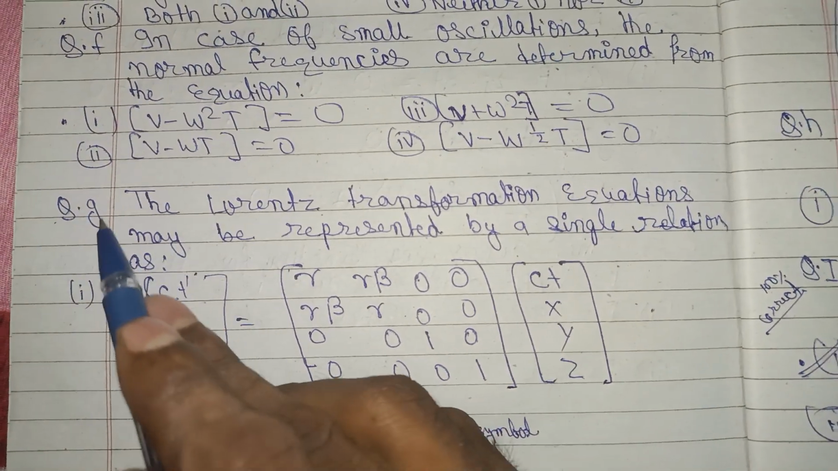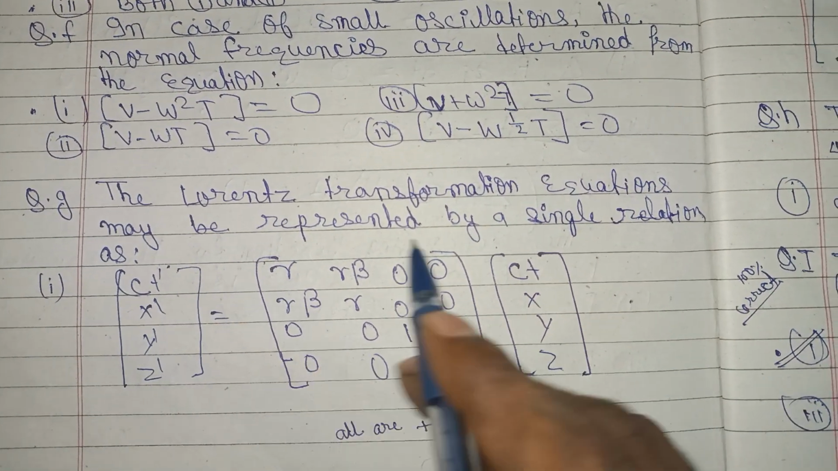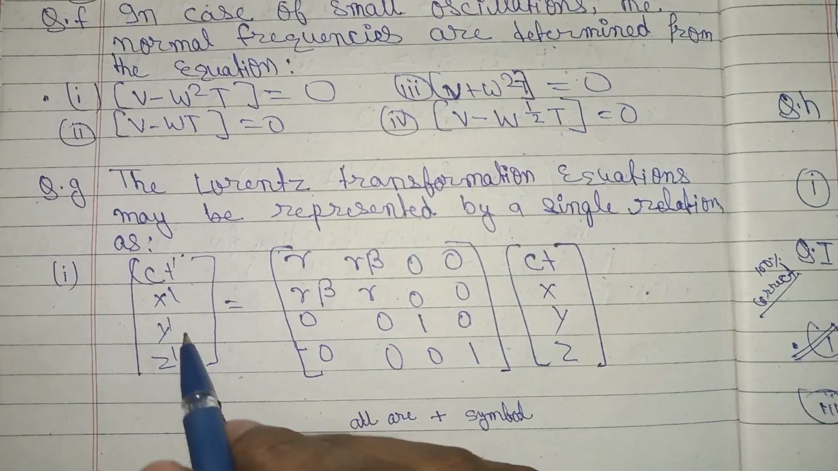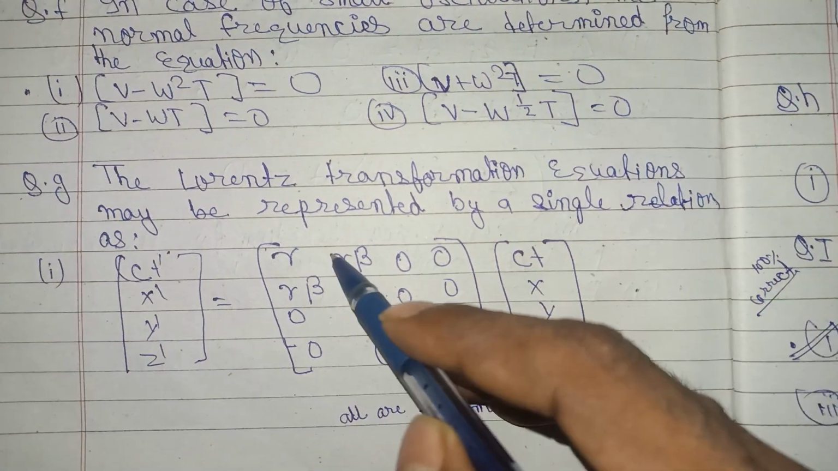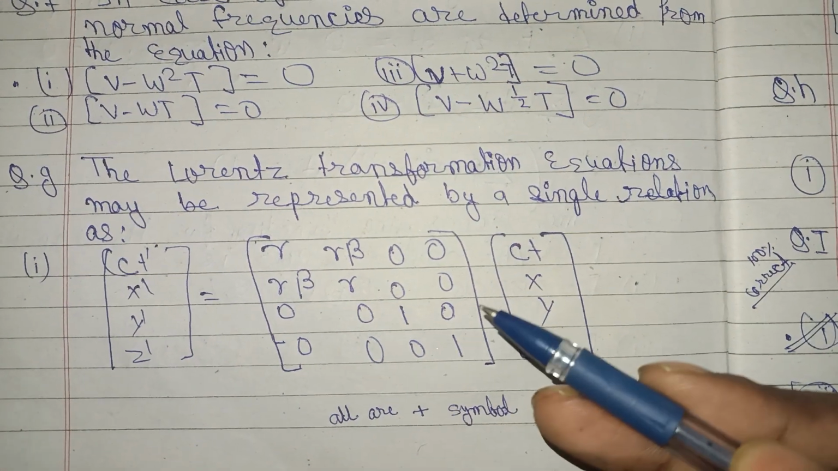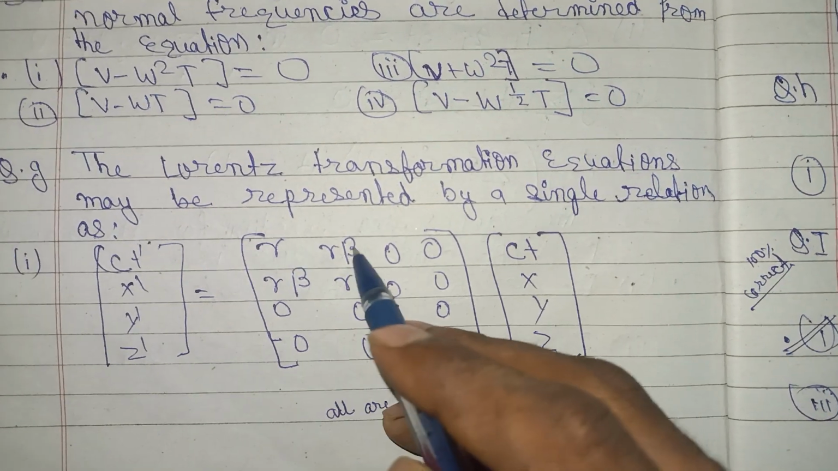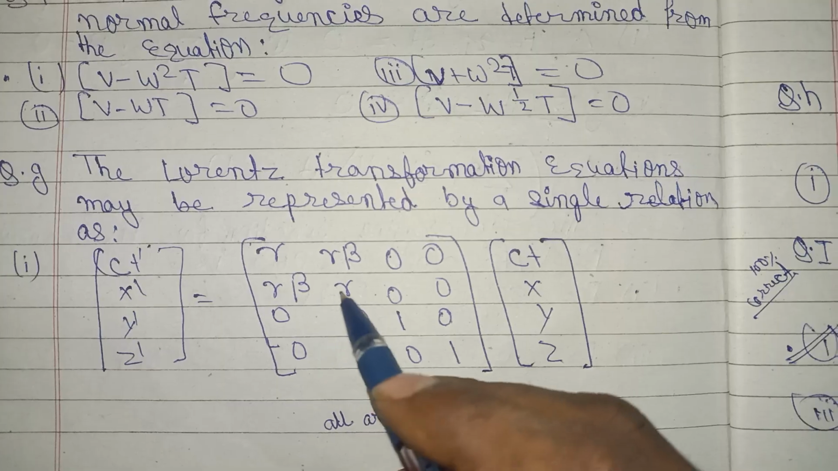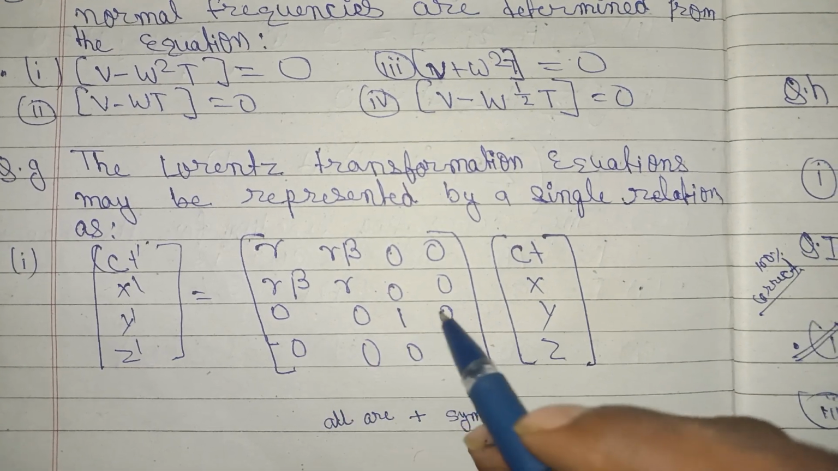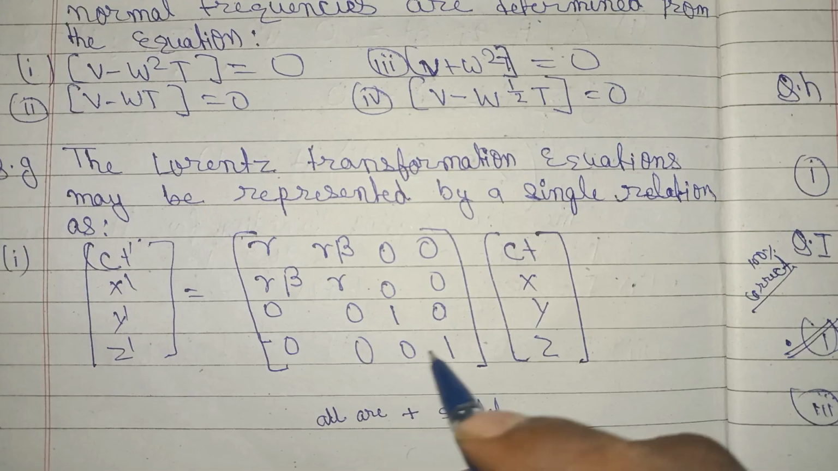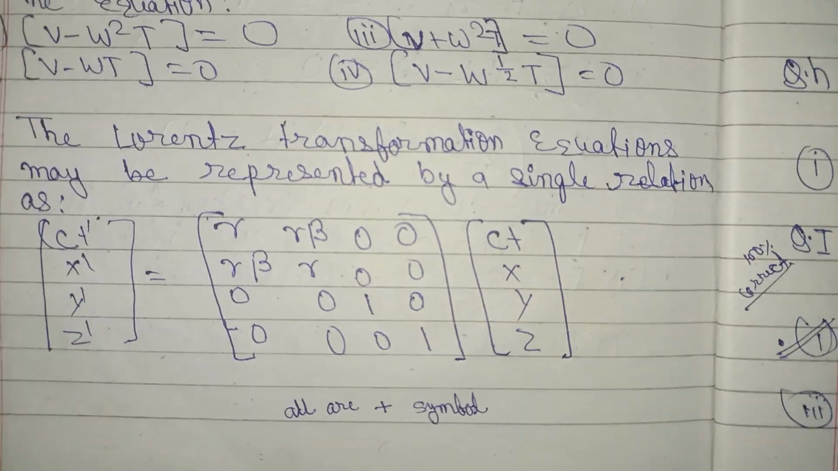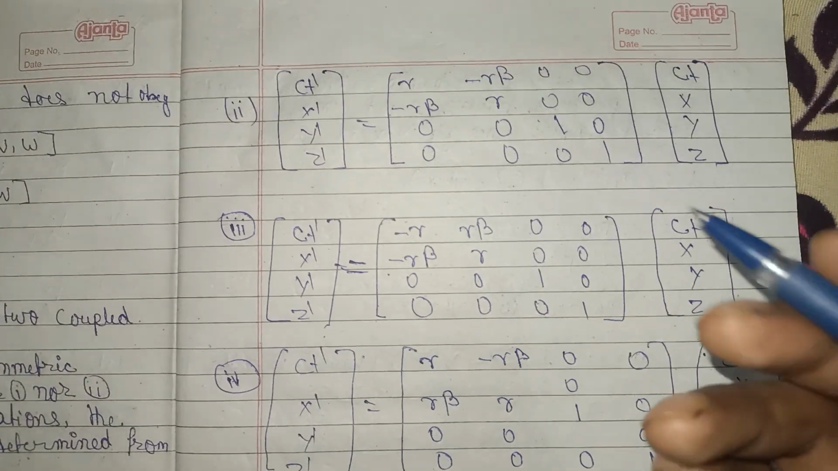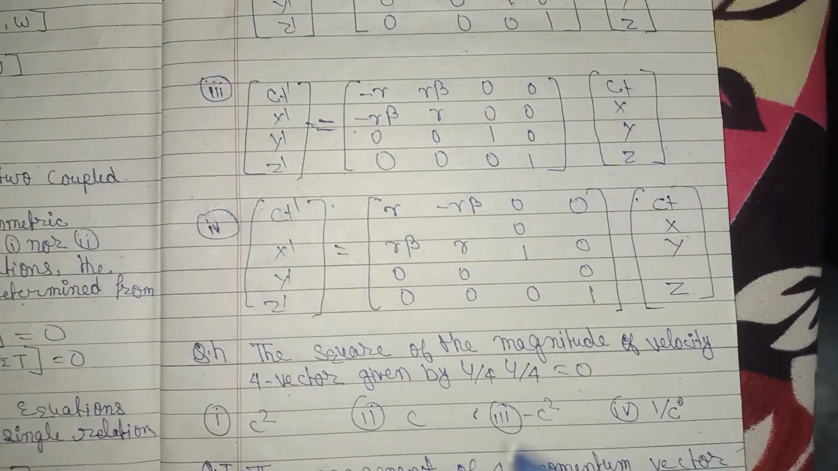And question number 7, the Lorentz transformation equation may be represented by a single reflection as, so ct dash, x dash, y dash, z dash equals to all plus. The way to remember it is that all should be plus, so gamma, beta gamma, 0, 0, beta gamma, gamma, 0, 0, 0, 0, 1, 0, 0, 0, 0, 1, times ct, x, y, z, all are positive symbols. There are options given here, you can see this is option 2, 3 and 4.